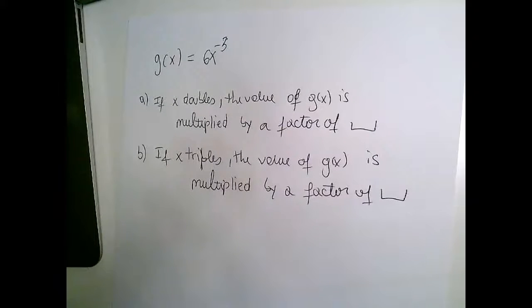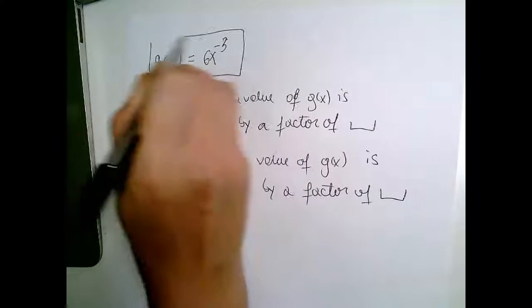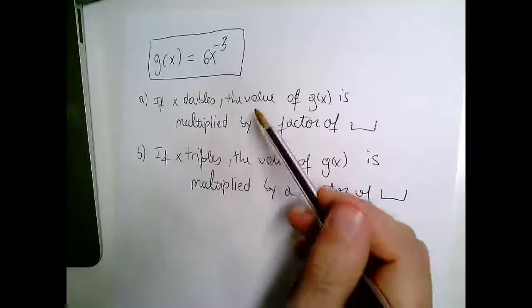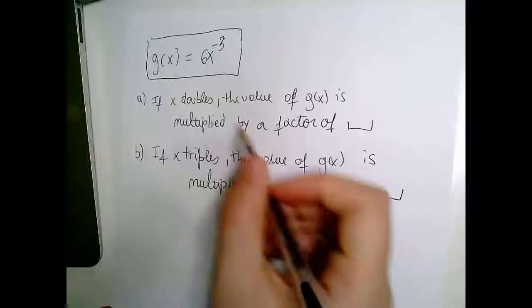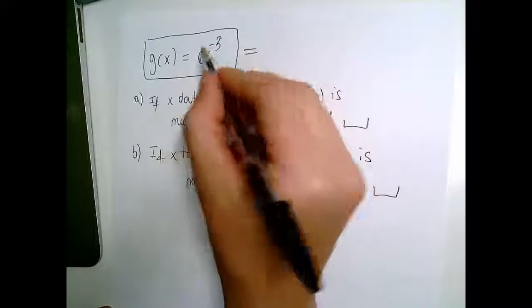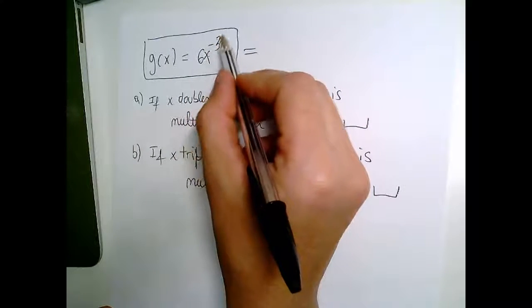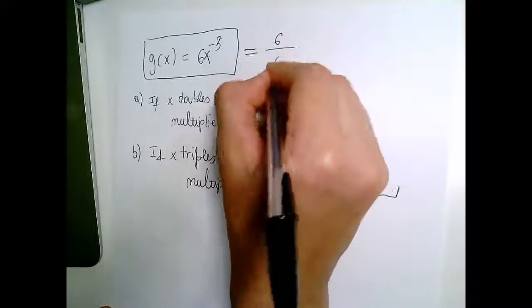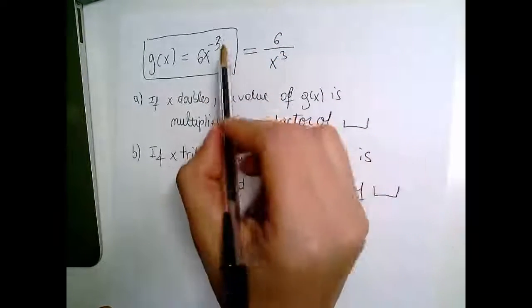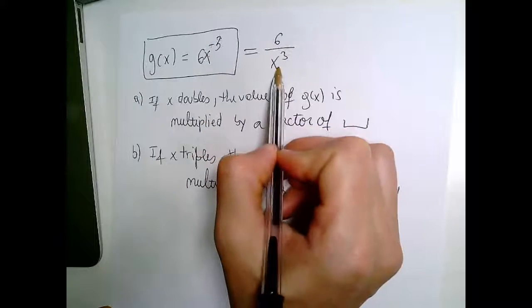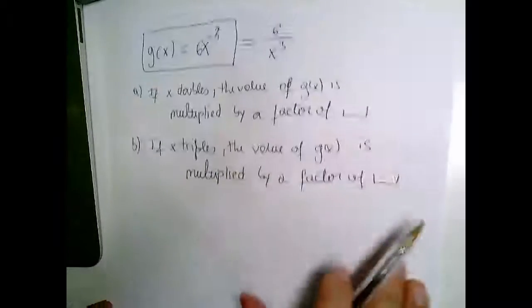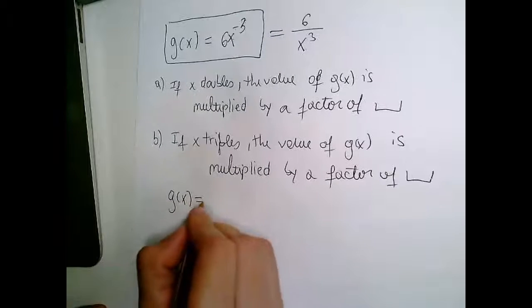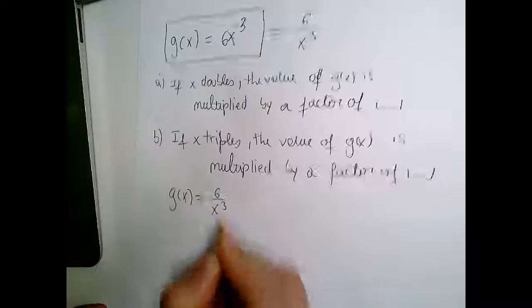All right, so we have this function g of x equals 6 times x to the negative 3, and we have to answer the following questions. I noticed that the x has a negative exponent, so I can rewrite this as 6 over x to the third. If the exponent is negative, I can move it down with a positive exponent. So again, I'll rewrite it here: g of x equals 6 over x cubed.